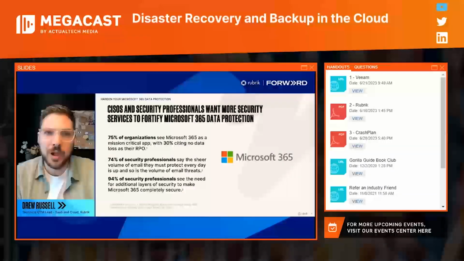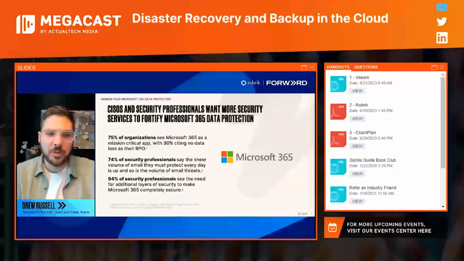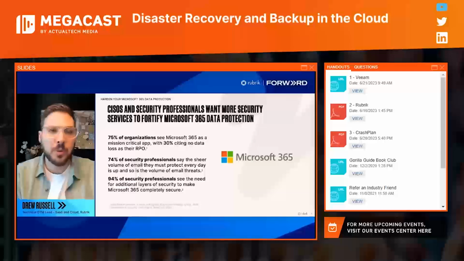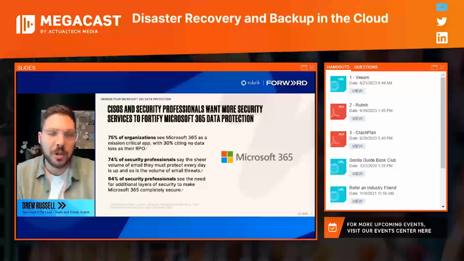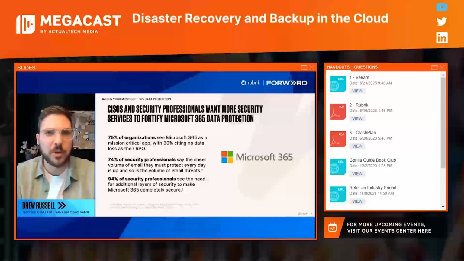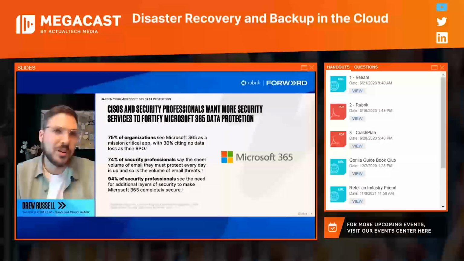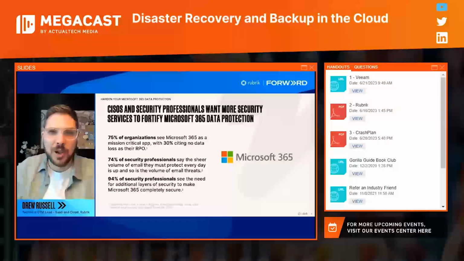At the same time, 94% of security professionals are really thinking about this from a defense in depth perspective. Going back just a couple of years ago, the reason you looked at a third party like Rubrik was really from a compliance checkbox perspective. But now that landscape has completely changed, where you have to have this traditional defense in depth portion of the conversation and apply it to a SaaS platform like 365.